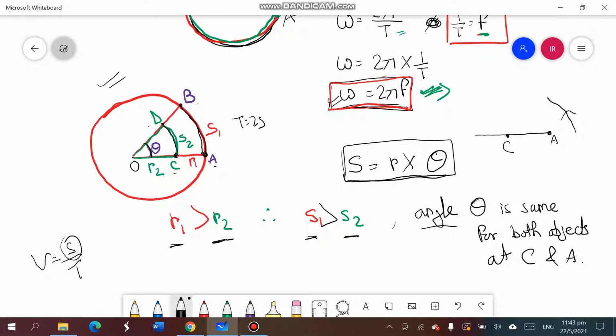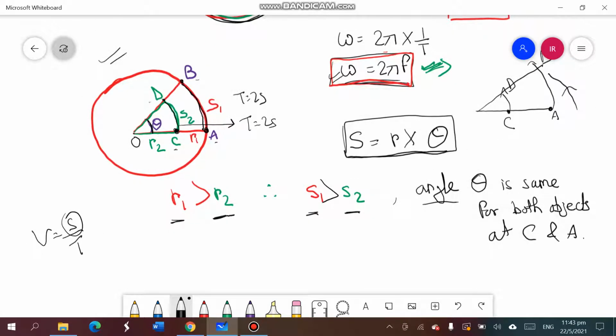So how much time did the object take to move from C to D? This should also be 2 seconds, right? Because both of them were attached to the same string. So if A moves to point B in 2 seconds, C also moved to point D in 2 seconds, but they have different distances, right? The arc length is not the same.